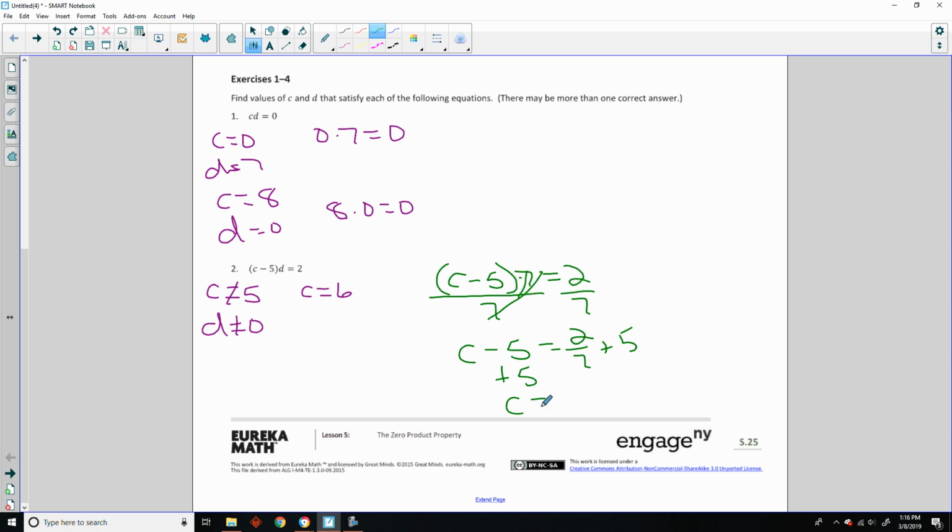So C equals 2/7 plus 5, and since I have a fraction, I have to add fractions that have the same denominator. To make 5 a denominator of 7, you multiply 5 times 7 and get 35 sevenths. So therefore C would have to be 37 over 7. It did not say integers here, so we're okay. So if C was 37 sevenths and D was 7, that would be true as well. There are infinitely many solutions. Throw a number in there, solve it algebraically, find the other variable.